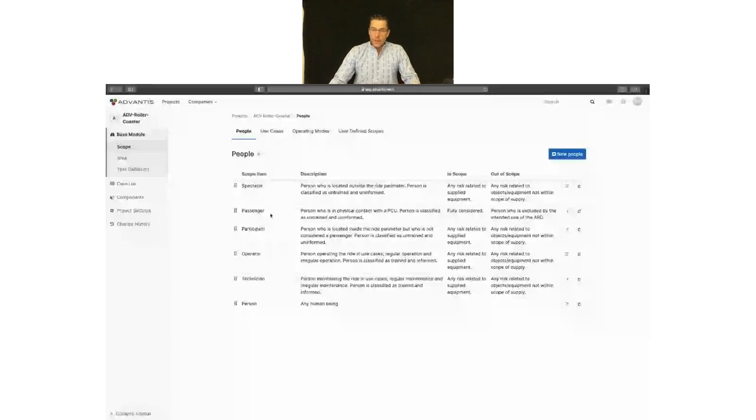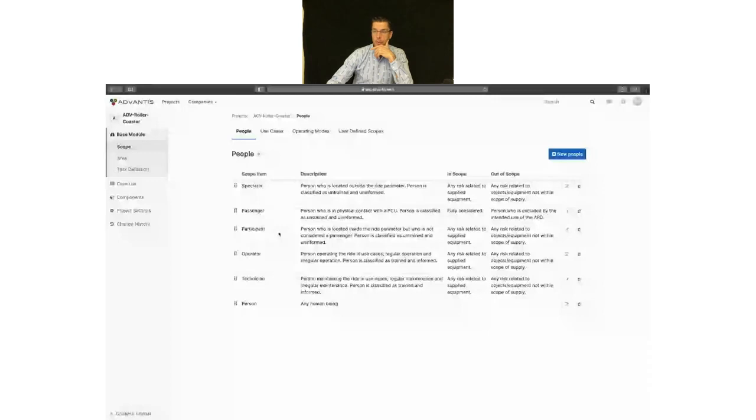With the passenger, as a designer manufacturer, it is kind of hard to get out of it. If you're supplying a roller coaster and say, I'm not considering the passenger, you're pretty brave. By the way, the passenger is the person sitting inside the PCU. PCU stands for Passenger Carrier Unit, just a generic term. Again, it's classified as untrained, uninformed. Can't ask too much from him. Fully considered.